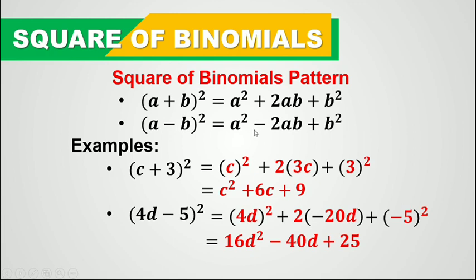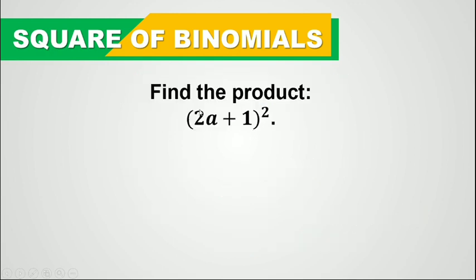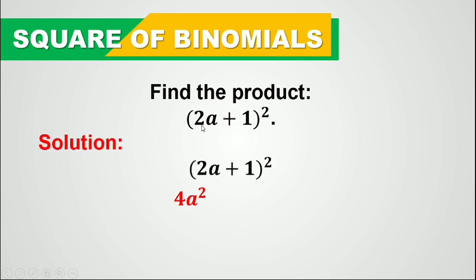So going back to our question, let's find the product of quantity 2a plus 1 squared. So again, you square the first term. So 2a, quantity 2a squared, that's gonna be 4a squared. And then plus, so the sign is plus, you multiply 2a times 1, so 2a times 1, that's 2a, and then times 2, that's 4a. And then you square the last term, so 1 squared, that's 1.